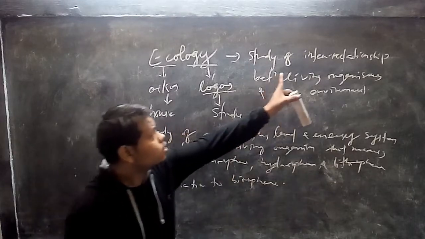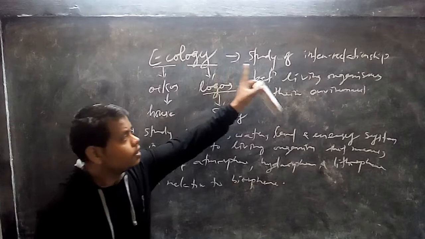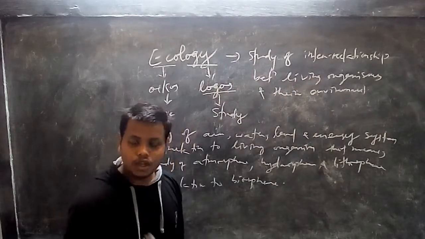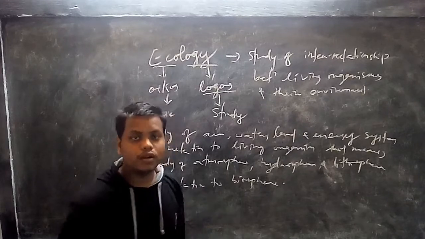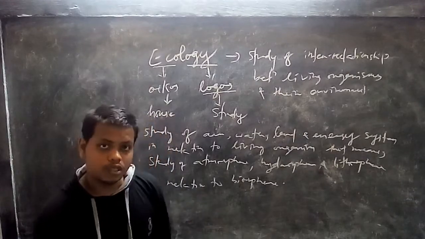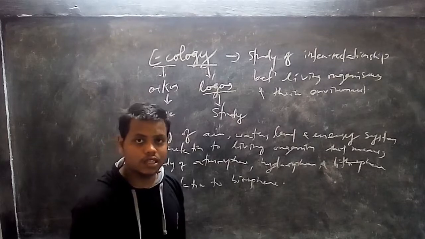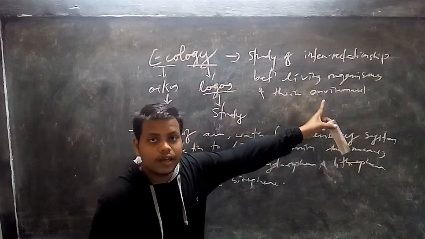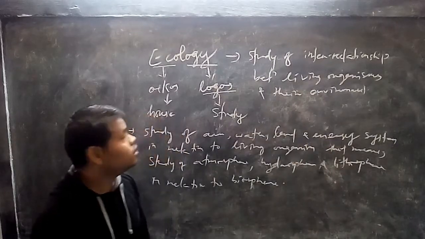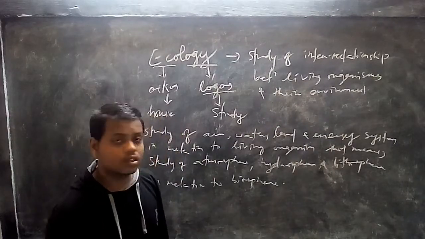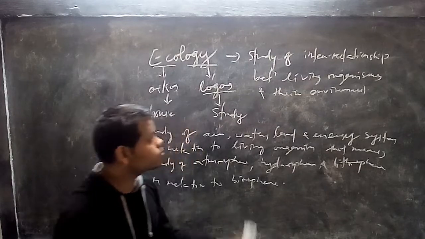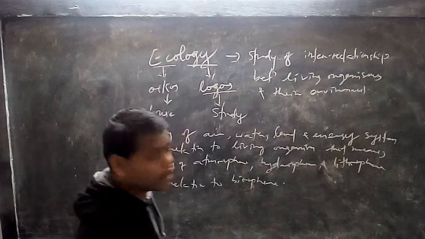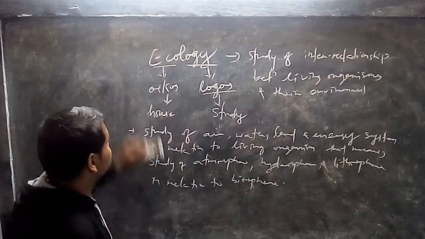So this is the concept of ecology, that interrelationship, that means depending upon each other. We human beings and other living organisms depend upon each other for their living, for their existence. That dependence on other organisms and on their environment, the study of those things, is called ecology. Then there are two terms that come: autecology and synecology. We are going to discuss those.